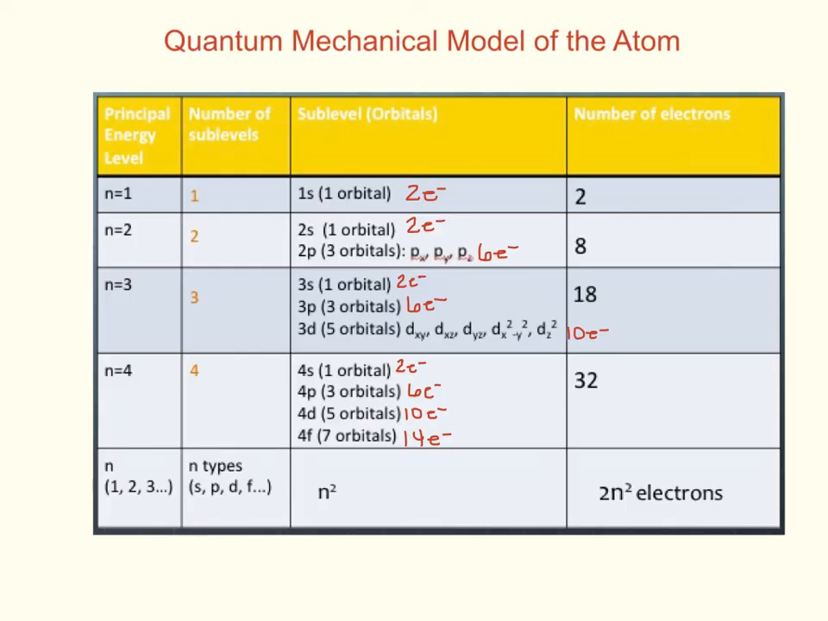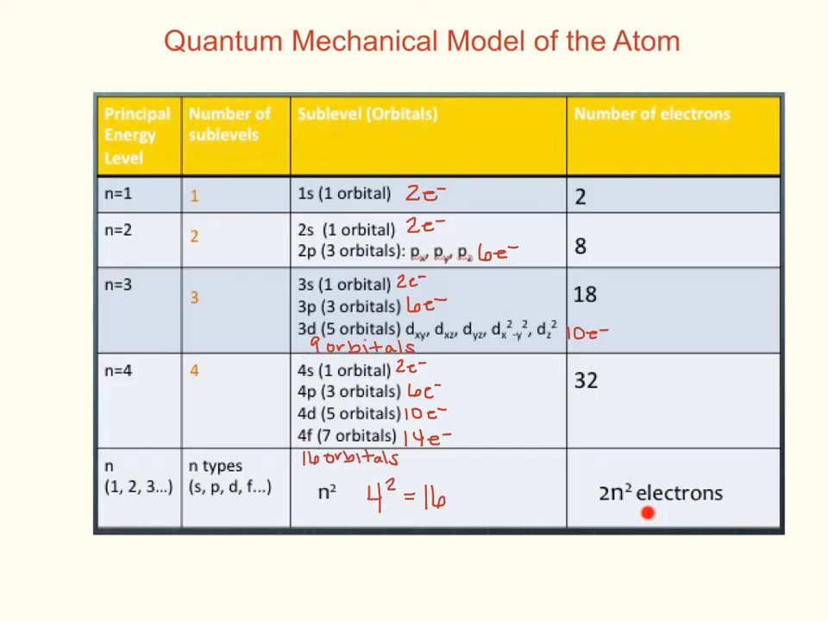And as you notice down here, there's a couple shortcuts to help you figure out how many orbitals you should have in your principal energy level, as well as how many electrons you should have in your principal energy level. So let's take a look at our principal energy level number 3. In our principal energy level number 3, we have 1 plus 3 plus 5. We have 9 orbitals, which is n squared, or 3 squared, because remember that n stands for our principal energy level. Same for 4. For 4, I have 16 orbitals, and 4 squared is 16.